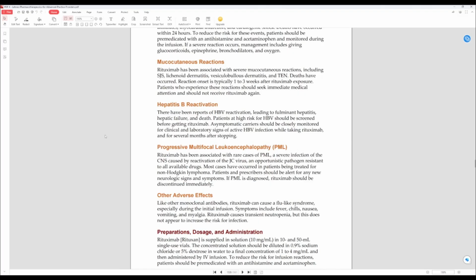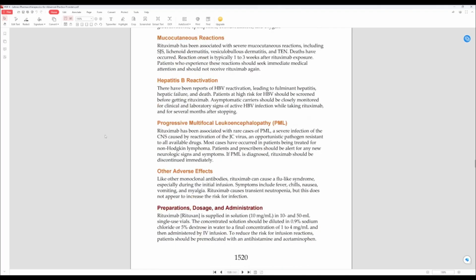Mucocutaneous reactions. Rituximab has been associated with severe mucocutaneous reactions, including Stevens-Johnson syndrome, lichenoid dermatitis, vesiculobullous dermatitis, and TEN. Deaths have occurred. Reaction onset is typically in 1 to 3 weeks after rituximab exposure. Patients who experience these reactions should seek immediate medical attention and should not receive rituximab again.